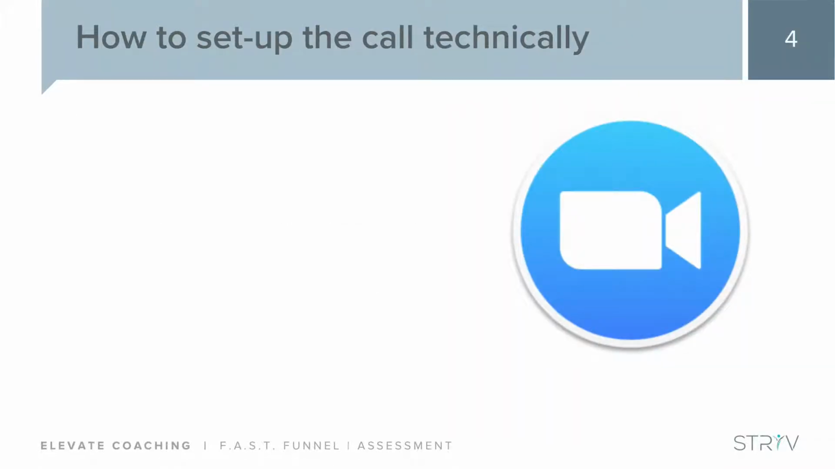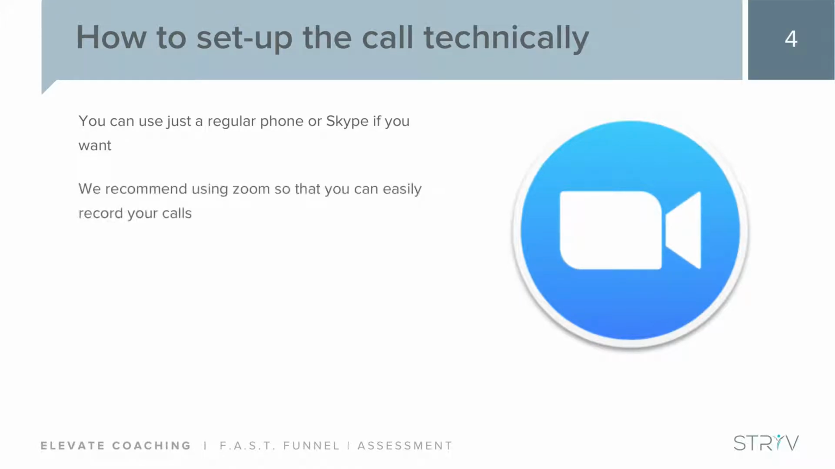So, how to set up the call technically. So this is the Zoom logo. You can use just a regular phone or Skype if you want, but we recommend using Zoom so that you can easily record your calls. Now, again, don't do this at the sacrifice of client experience. If they only have a phone call and they don't want to get on a Zoom link and it's too complicated, just give them a call. That's absolutely fine. And there's certain things you can use to record things on your phone to do that, but we just use Zoom, especially once you start automatically scheduling things with Schedule One, it integrates nicely. Also, Zoom is good because it easily integrates with Google Calendar.